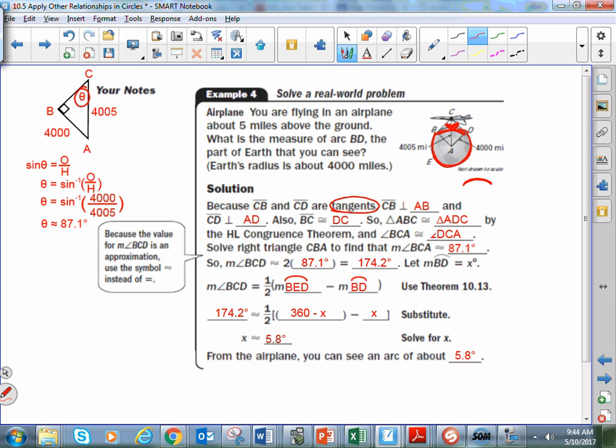So let me kind of illustrate what I'm doing here. I would take the 174.2, and at this point I would multiply both sides by 2 and I would get 348.4 is equal to negative 2x plus 360, and then I would move the 360 over, which would give me negative 11.6 to be equal to negative 2x, and then you divide both sides by negative 2. And that's how we're getting the 5.8.